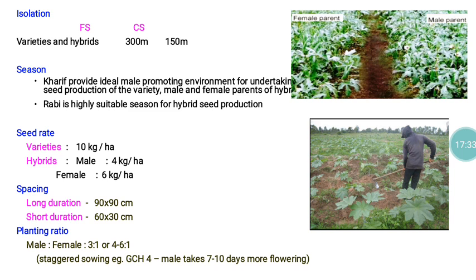Normally in Gujarat Castor Hybrid 4, there is a problem of synchronization. So there we have to follow staggered sowing. The male parent takes 7 to 10 more days for flowering, so delayed flowering will be there. In that case the male parent should be sown 7 to 10 days early.